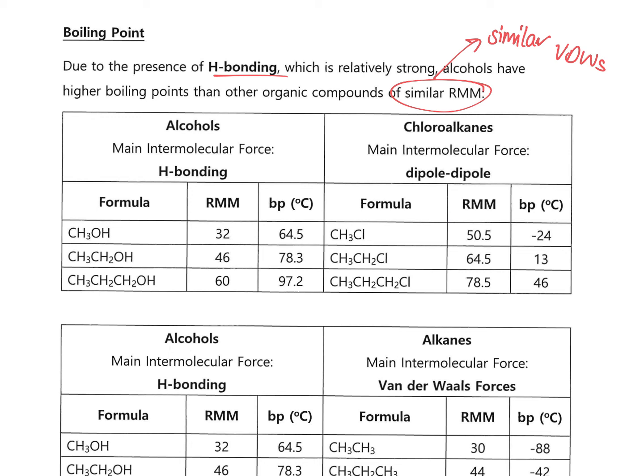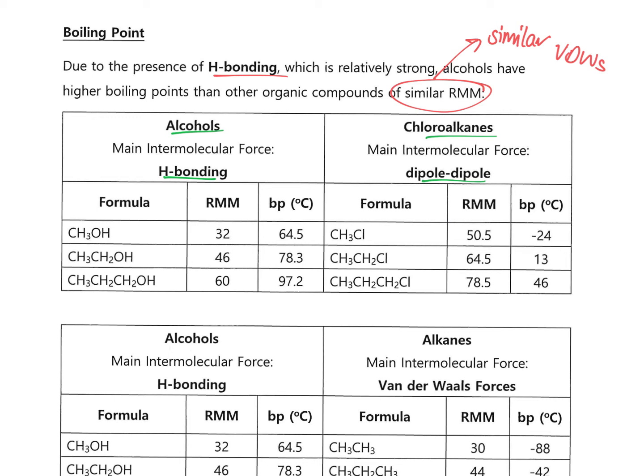So let's have a look at alcohols versus halogenoalkanes, and in particular chloroalkanes. So the main intermolecular force, the strongest intermolecular force in alcohols is hydrogen bonding. The main intermolecular force in chloroalkanes is dipole-dipole interaction. So what we're doing is we're comparing these two of the same chain length and similar RMM.